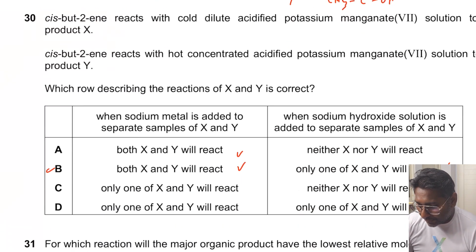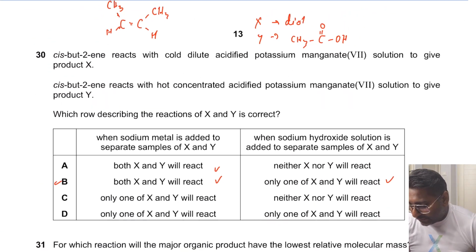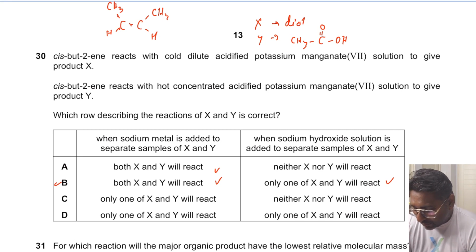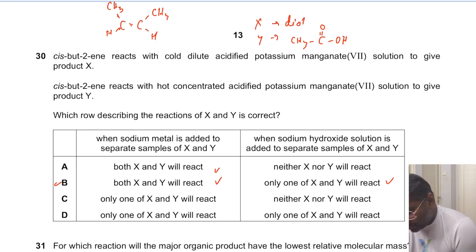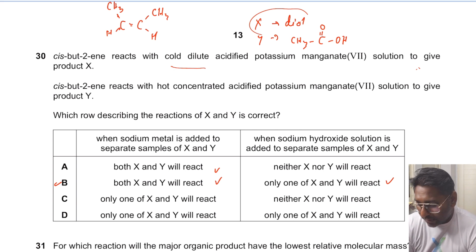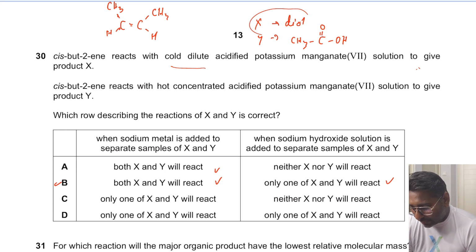Question 30. Cis but-2-ene reacts with cold dilute acidified potassium manganate solution to give product X, and then reacts with hot concentrated to give product Y. So when you react with cold, the product X is actually going to give us a diol. So you will have OH and OH. So there will be a diol.